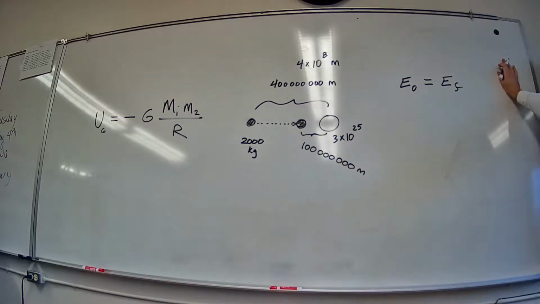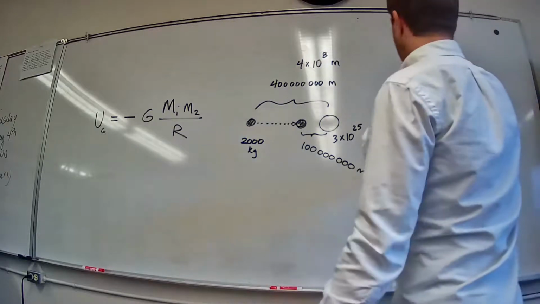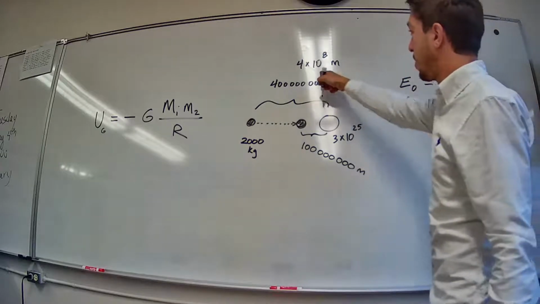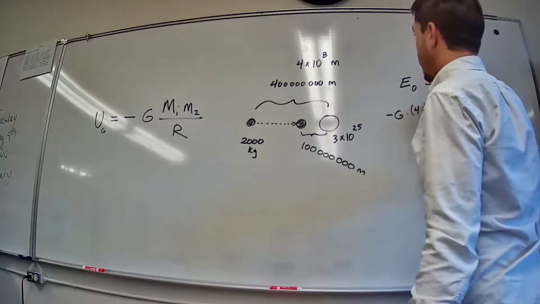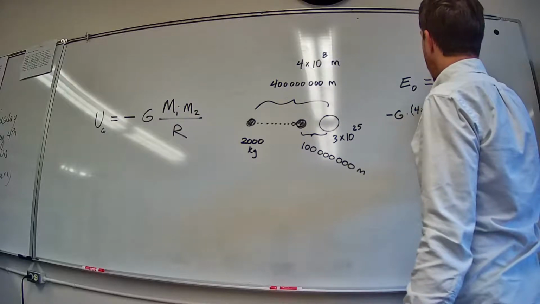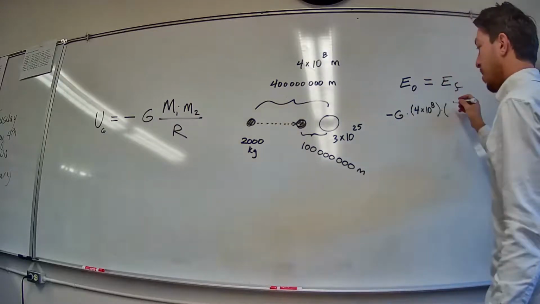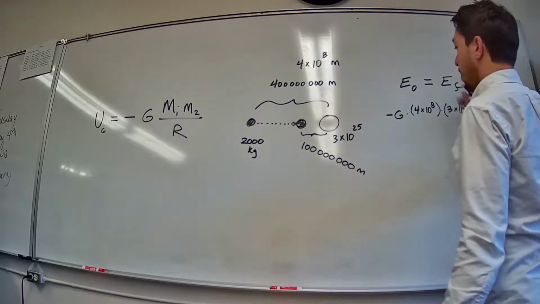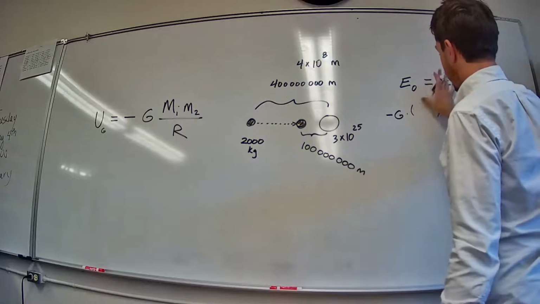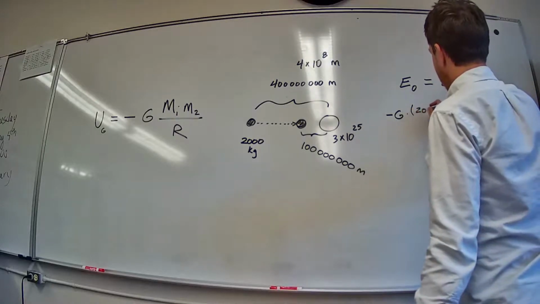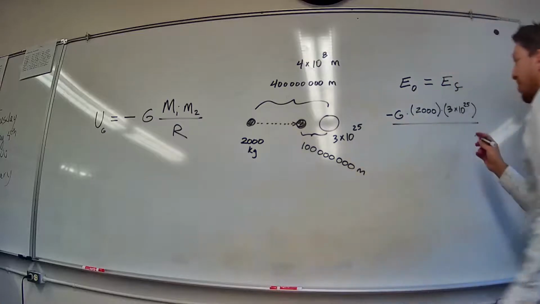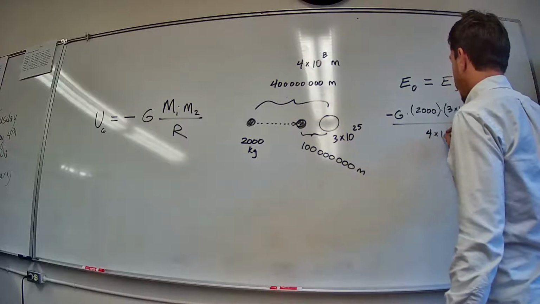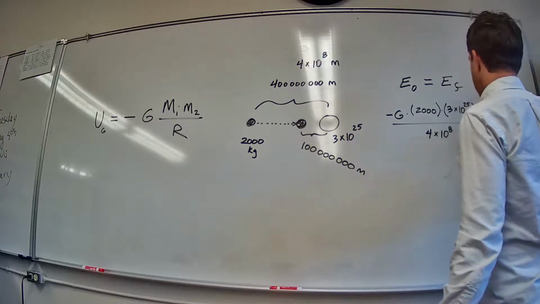And so the initial energy is negative G times the product of the masses. The 4 times 10 to the 8th is the radius. Just testing you, Kate, obviously. Thank you, Kate. What would I do without you?